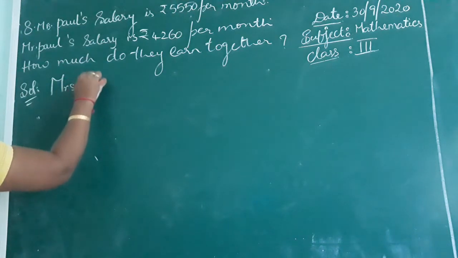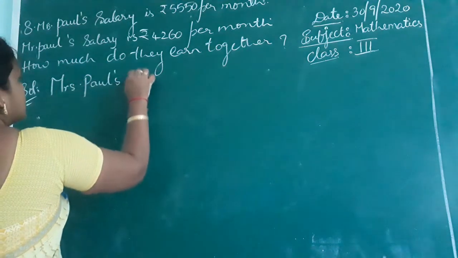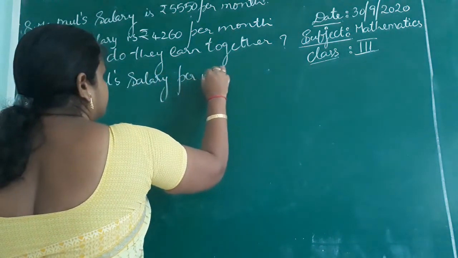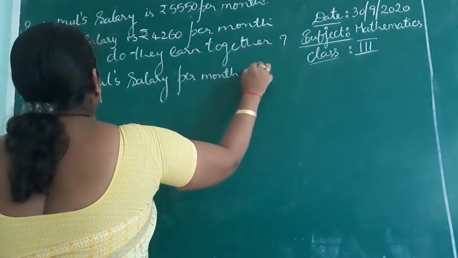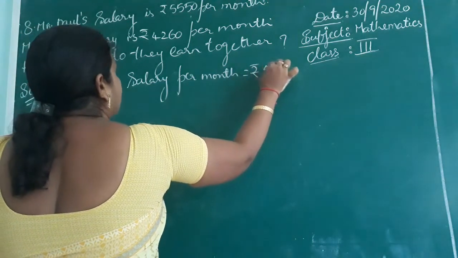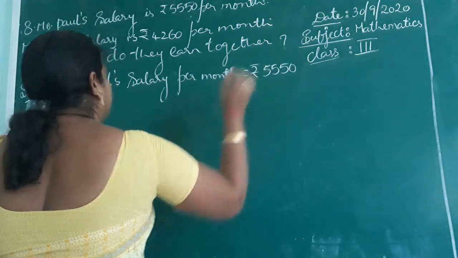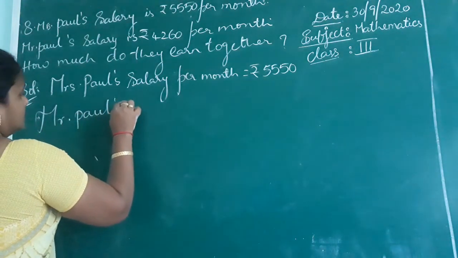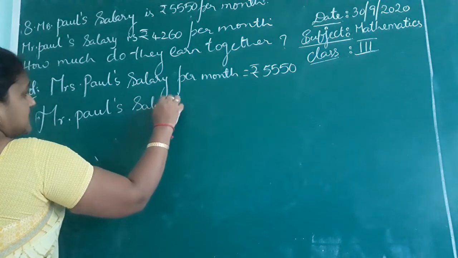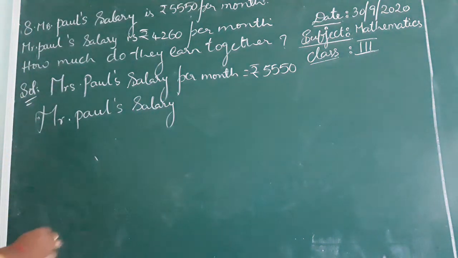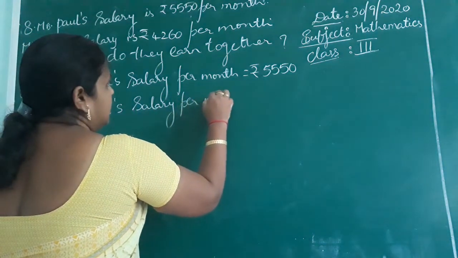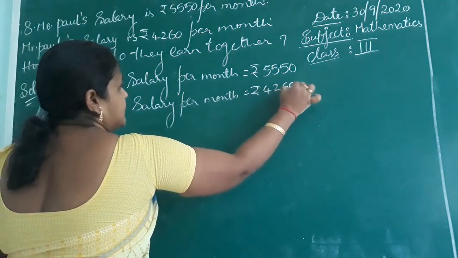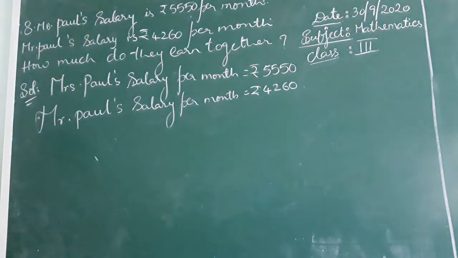Mrs. Paul's salary per month. How much do they have per month? 5,550 rupees. Next, Mr. Paul's salary. He has somewhat less than Mrs. Paul. So per month it's nothing but 4,260. Now the question is how much do they earn together?